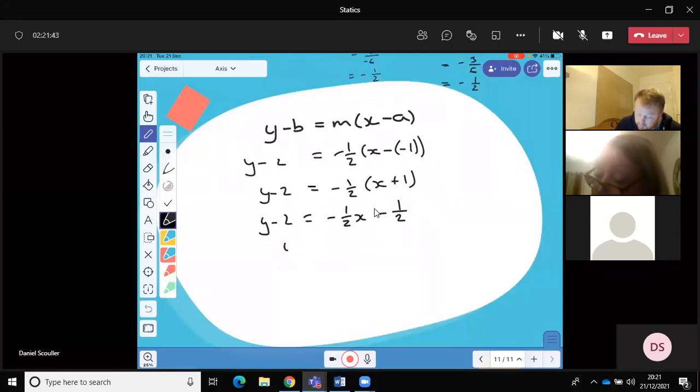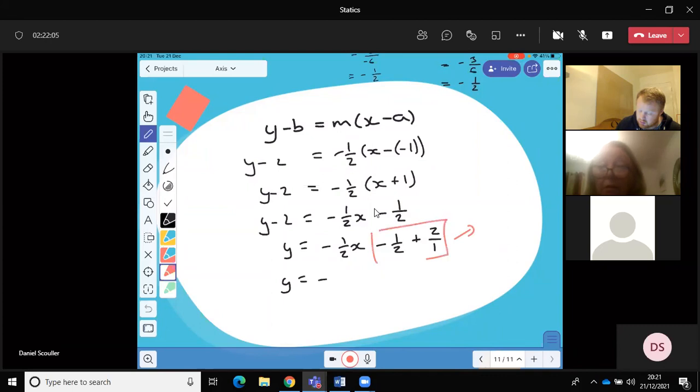Then we want to move that 2 across, and that 2 becomes a plus 2. We can write it like that, 2 over 1, because it's a whole number. That makes it a wee bit easier when we do the sum.